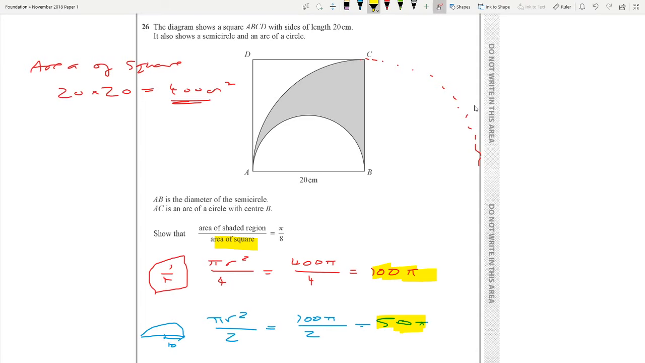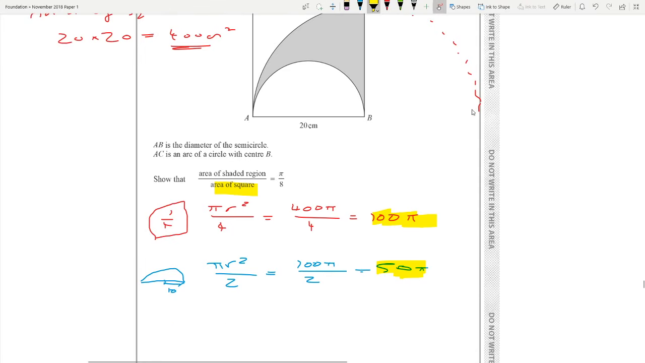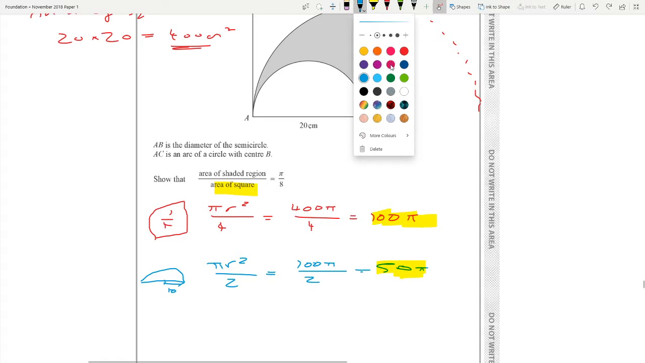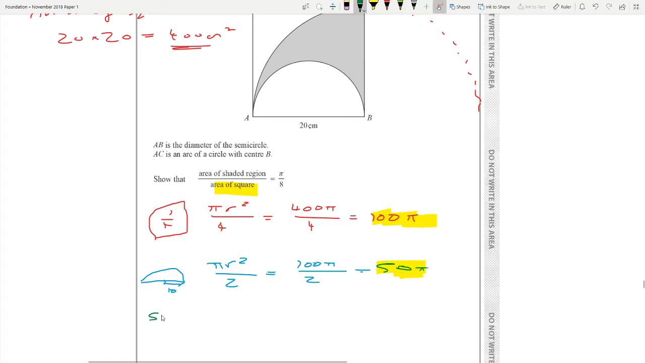Okay, we're nearly there. So the area of the shaded region is going to be the difference between these two, isn't it? So the area of the shaded region is going to be 100 pi take away 50 pi, which is just 50 pi. Now that's the area of the shaded region.